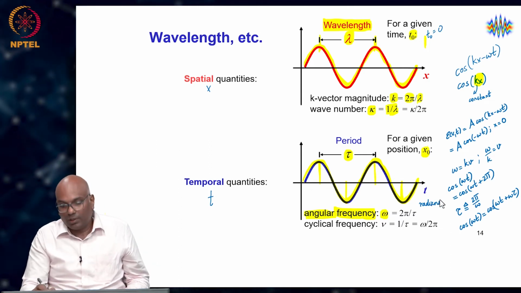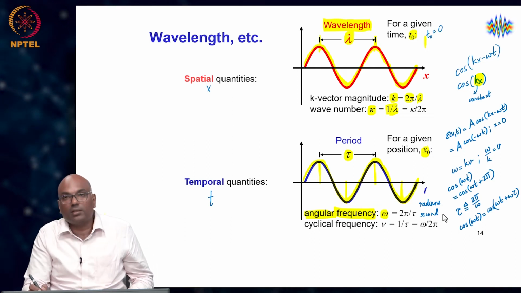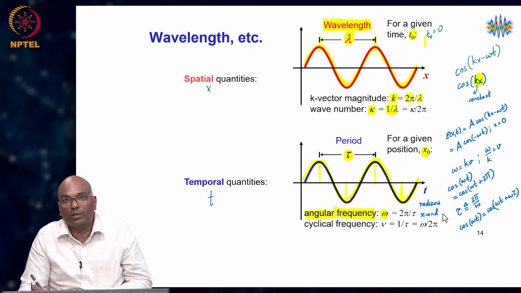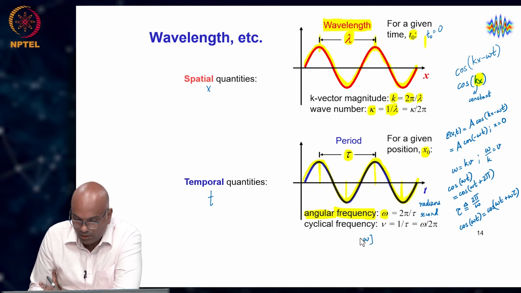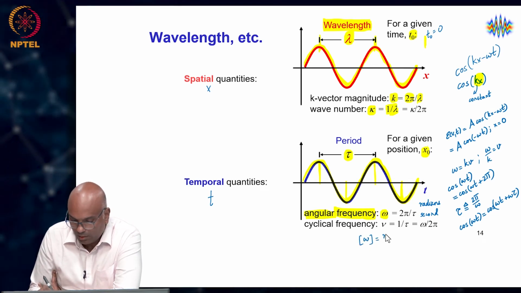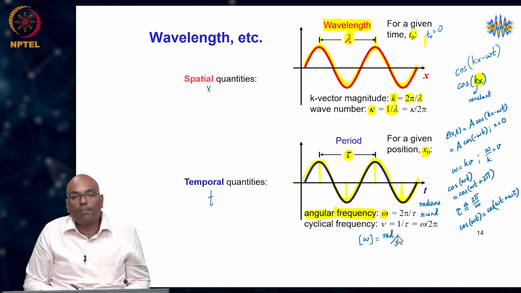The SI unit of time is a second. The standard international unit of time is a second. Therefore, omega is measured in radians per second.